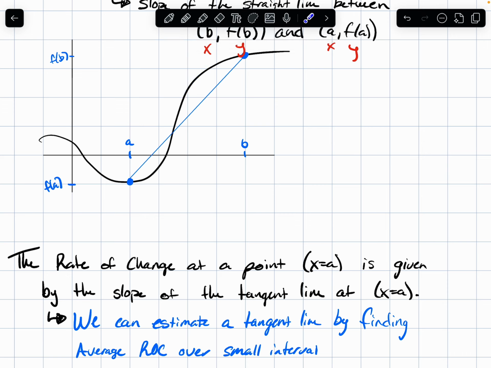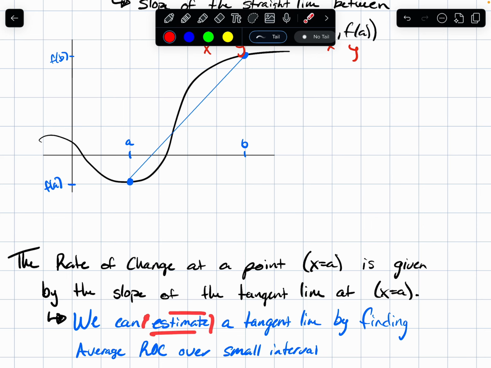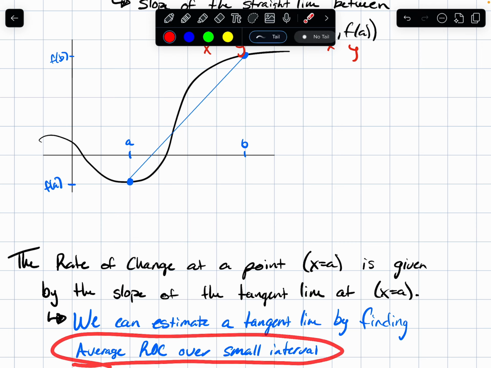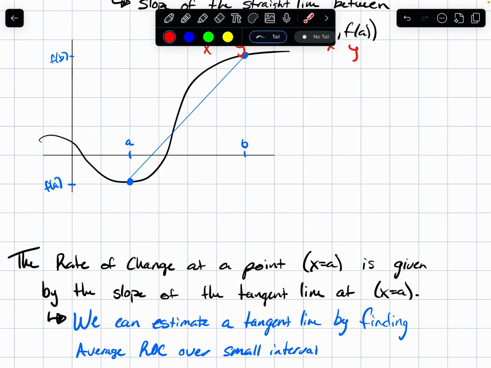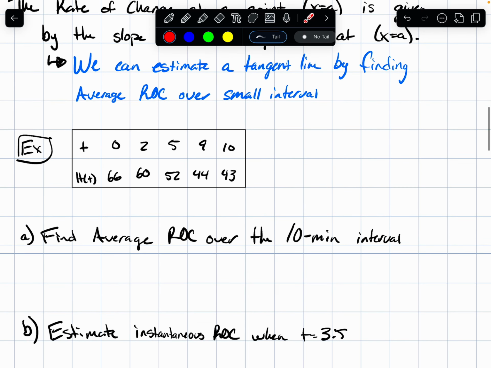Now, in blue is what's the kicker. This is what's important. We can estimate a tangent line and its slope by finding an average rate of change over a small interval. So we're going to see what this looks like in a half a second. We're going to be given a table, and we're going to have to do some math with it for a value that we don't exactly know, but we can estimate over a small interval. So let's go ahead and look at an example of these two.